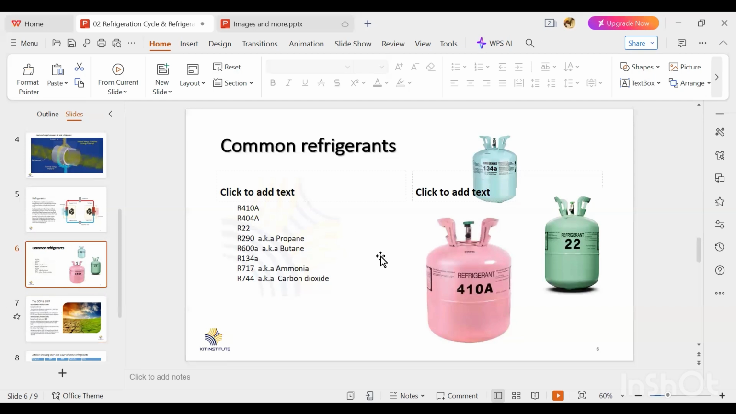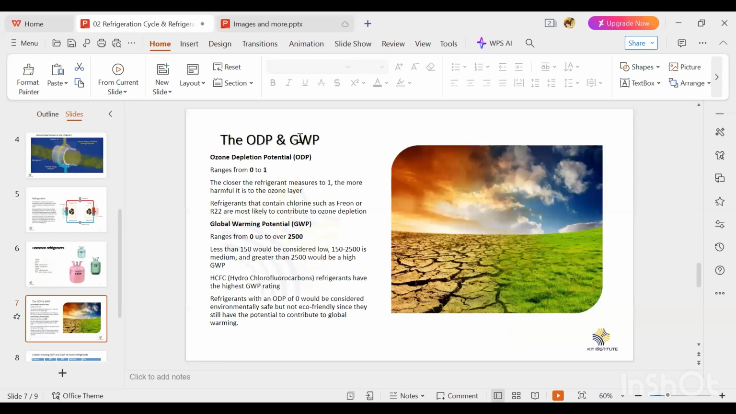So as you know, these are chemicals, and chemicals will have an impact in one way or the other. They will have some side effects. So the next page shows us the side effects of these chemicals, and that is the ODP and the GWP. ODP stands for ozone depletion potential, the ability to damage the ozone layer. It usually ranges from 0 to 1.